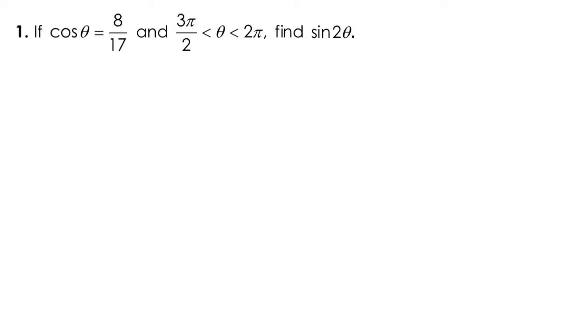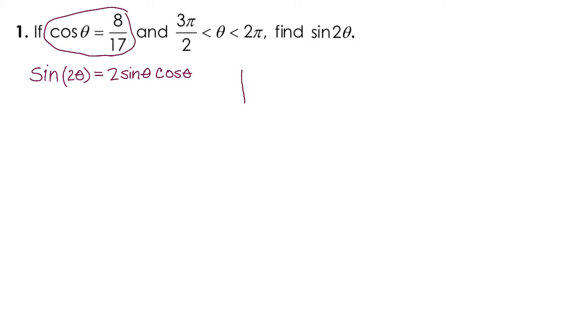So the first thing that we need to do is write out what sine of 2 theta might look like, and this is going to be one of our formulas that we're given. So if we go back and look at the top of our sheet, we see that sine of 2 theta is going to be 2 sine theta cosine theta. Now from that, notice that we know cosine theta is 8 over 17.